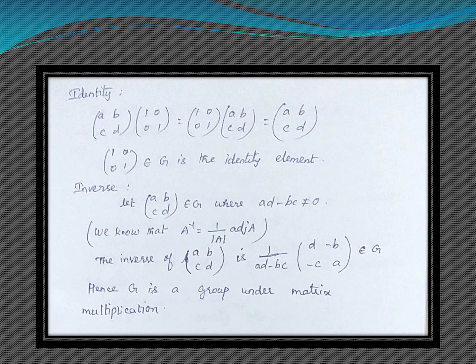Therefore, our inverse matrix becomes 1 by (AD minus BC) into the matrix [D, minus B; minus C, A]. This matrix becomes the inverse and it is also non-singular. Therefore, it belongs to G. Hence, we are finding the inverse for any non-singular matrices. Therefore, all the three conditions are satisfied by the set G. Therefore, G is a group under matrix multiplication.